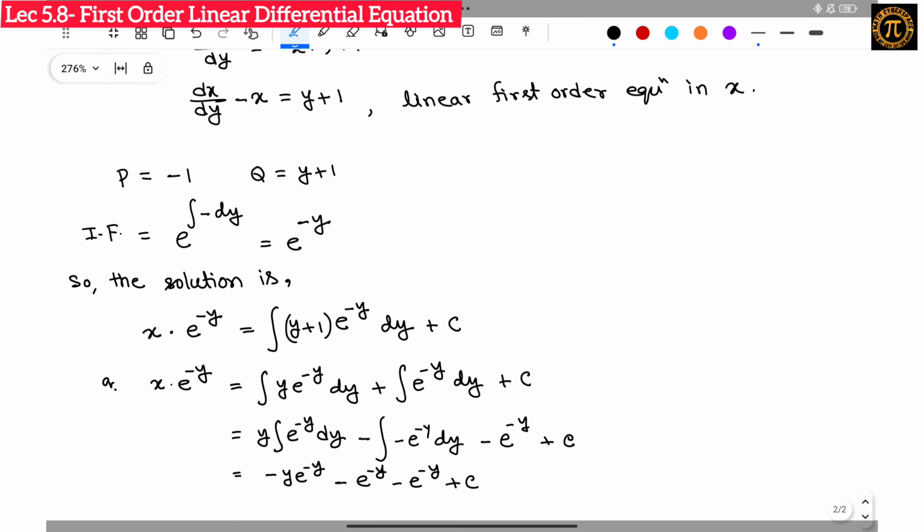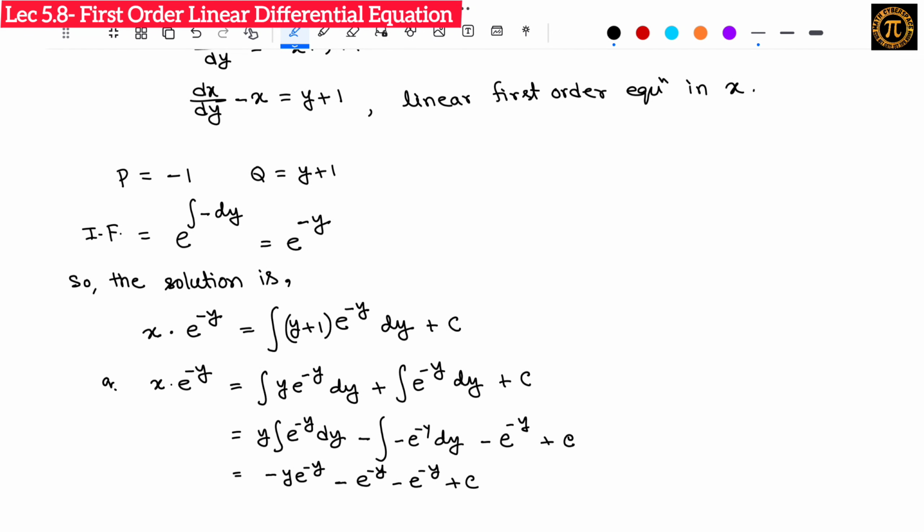Okay, so what are you getting? Here if I take common e to the power minus y, so you are getting minus e to the power minus y is common, so (y plus 2), yes or no, plus c. Okay, y plus 2 plus c.